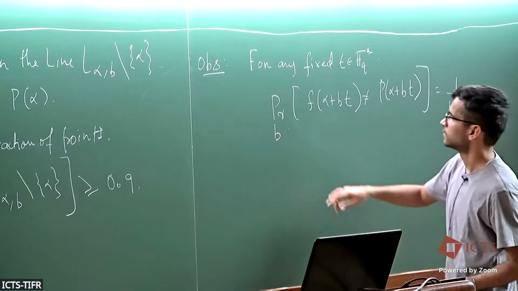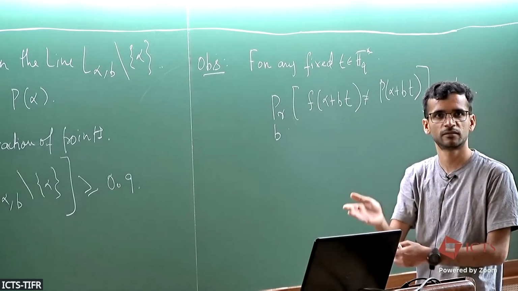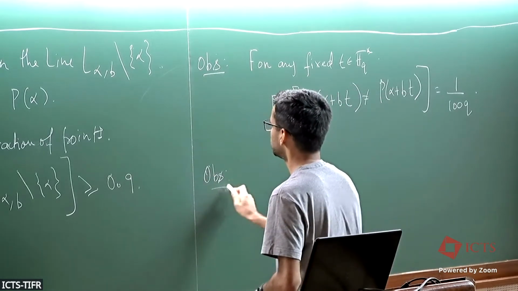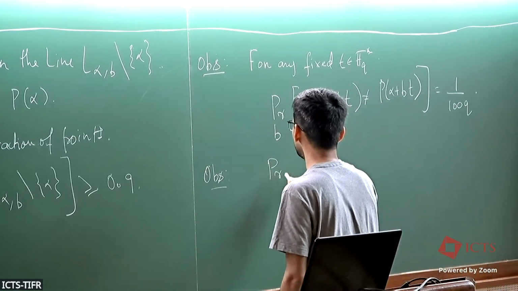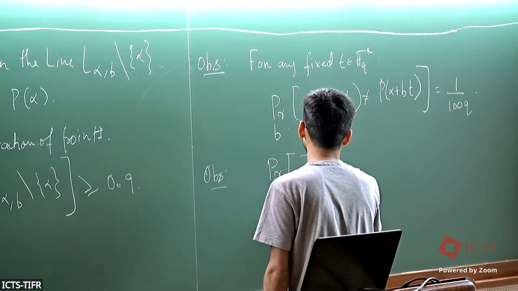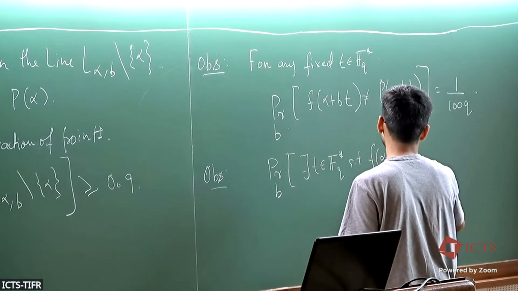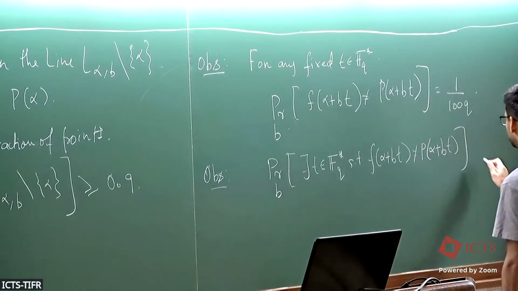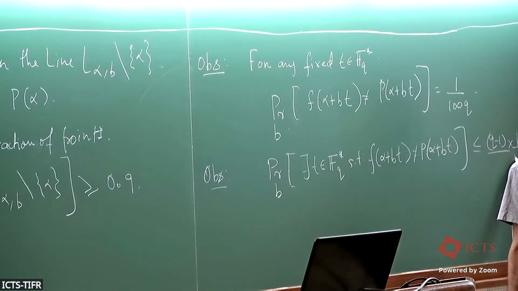This is because we are sampling B uniformly at random, so you're covering the whole space. This is one observation, and the second observation is that we are just doing a union bound over all the points that we are potentially querying. So the probability over B that there exists a t in Fq star such that f of alpha plus bt is not equal to p of alpha plus bt is at most q minus 1 times 1 over 100q, which is at most 1 over 100.